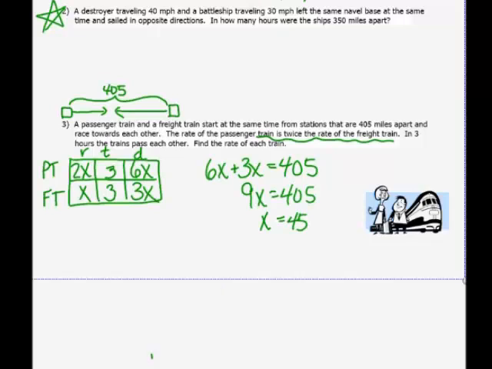All right, and they want to know, find the rate of each train. So the freight train is 45 miles per hour, and the passenger train is twice that, so 90 miles per hour.